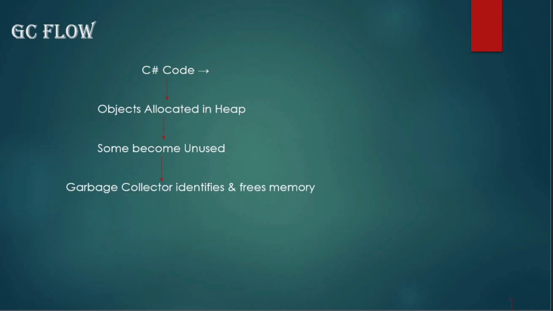So now we'll see the garbage collection flow. First you write code, and objects get created in the heap. And from those objects, some go out of scope or are no longer referenced. So garbage collection scans those objects in the heap, finds unused objects and reclaims their memory. So this is the flow of garbage collection.